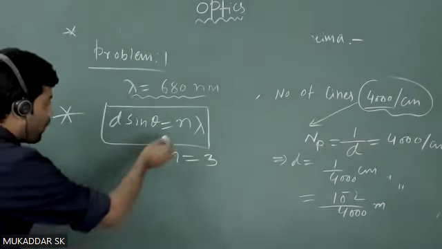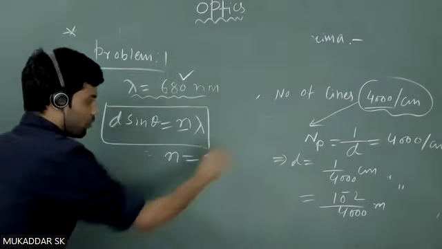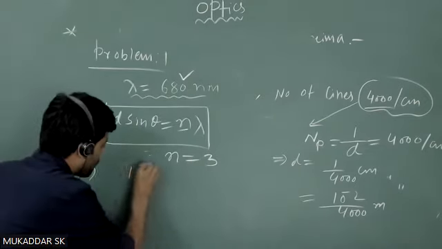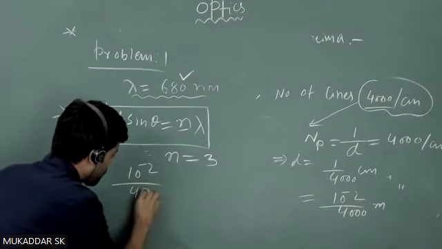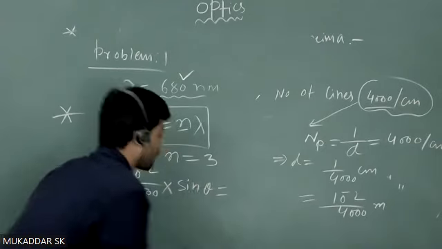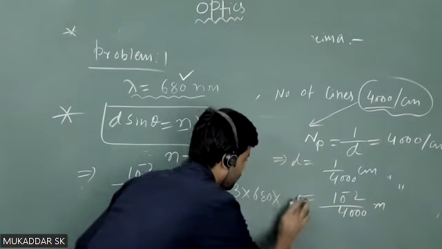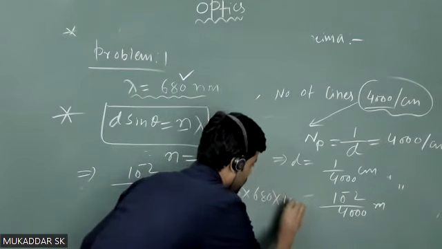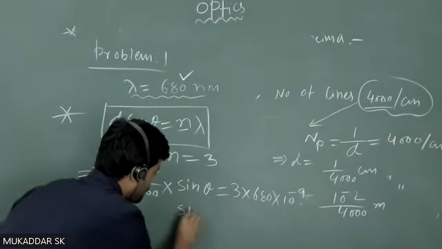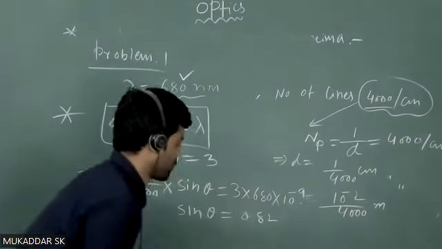Okay. So now we got this value of n. They have given the value of lambda. We have calculated d. I'll substitute those values. d is 10 to the power minus 2 divided by 4000. Then sin theta. n is given as 3. Lambda is 680 nanometer, so I'll convert this into SI unit, meter: 10 to the power minus 9 meter. If you simplify this, sin theta will be 0.82.